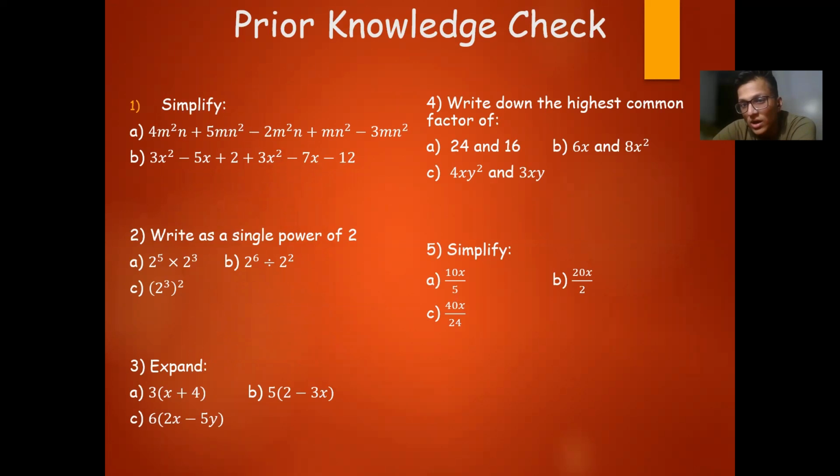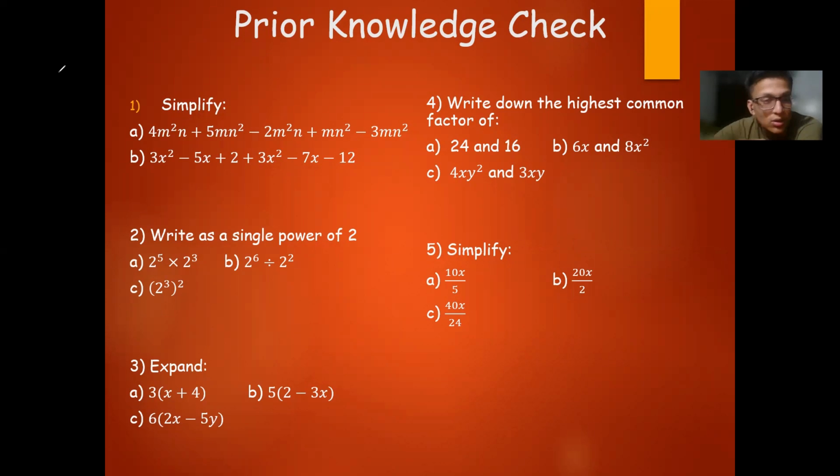So here we are at our prior check. So let me just draw my pen out. Our first question here basically asks us to simplify this expression. Once you see an expression like this that asks you to simplify it, you need to look at like terms. Like terms can be anything that have the same symbol, basically. So right now, my first term here is 4m square n. So I need to find any other term that has the same symbol of m square n.